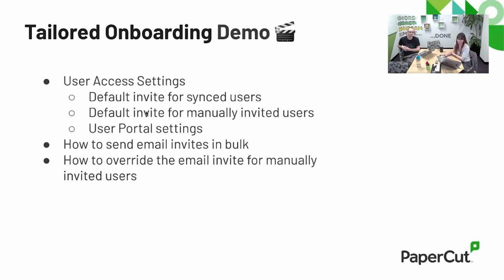And then I'm going to go through all of the tailored onboarding. So we've got the new user access settings. There's some default invites that an admin can set in this section for synced users, manually invited users, and then they can configure the user portal settings from there. And then I'll demonstrate how to send email invites in bulk and override the email invite for manually invited users.